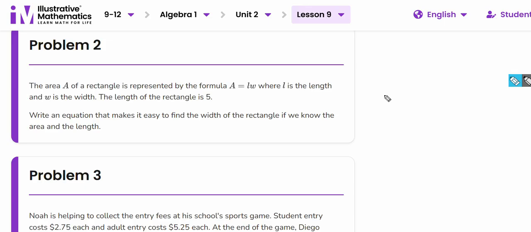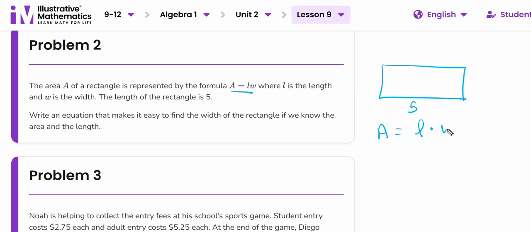Problem number 2. The area of a rectangle is represented by the formula A is equal to L times W, where L is the length and W is the width. The length of the rectangle is 5. So I like to go ahead and always draw a picture. Write an equation that makes it easy to find the width of the rectangle if we know the area and the length. So area is equal to length times width.